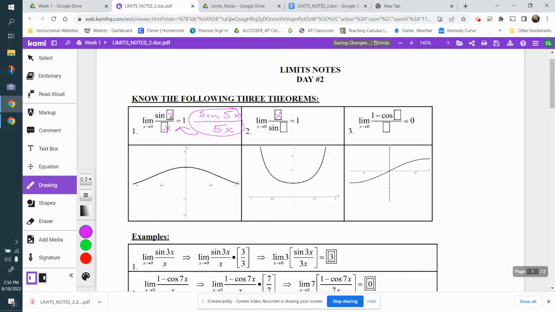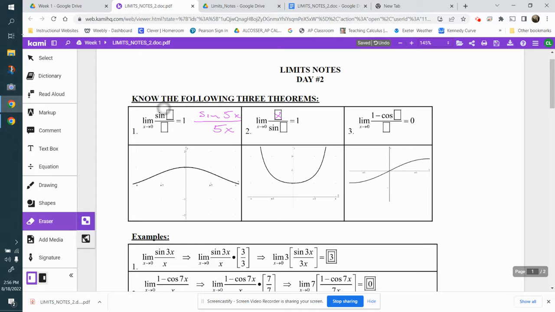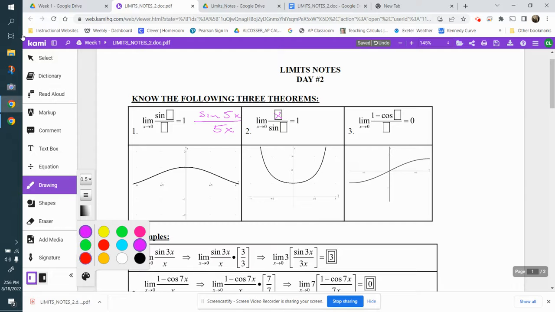It doesn't matter. That's why this box is here. As long as whatever is inside this box matches top and bottom. So if you notice, this box right here matches. So what's the limit as this sine of 5x over 5x approaches 0? It will also be 1. Same goes for this one here. This can be 5x over sine of 5x.